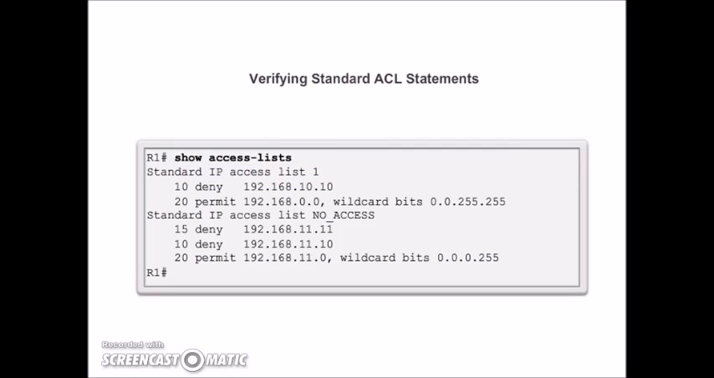The figure shows the result of issuing the show access-list command. To view an individual access list, you should use the show access-list command followed by the access list number or name you want to see.